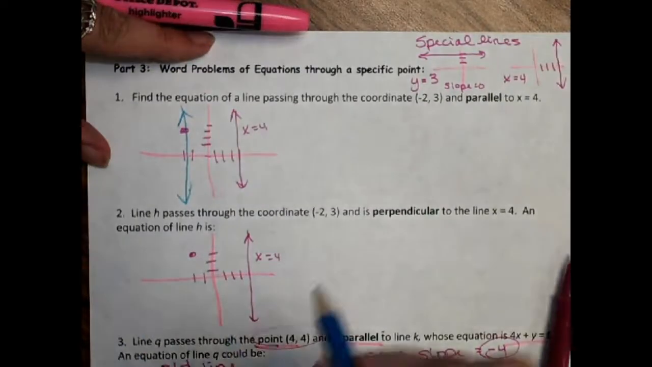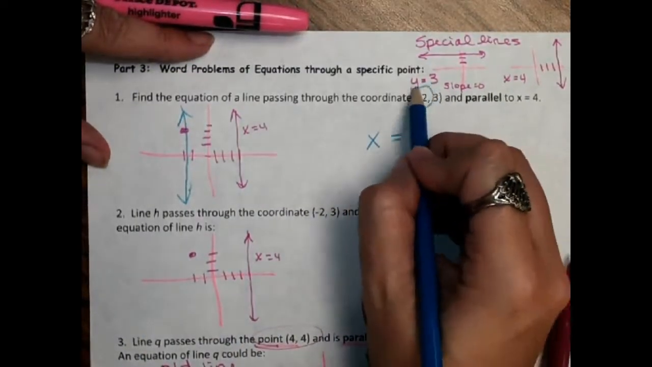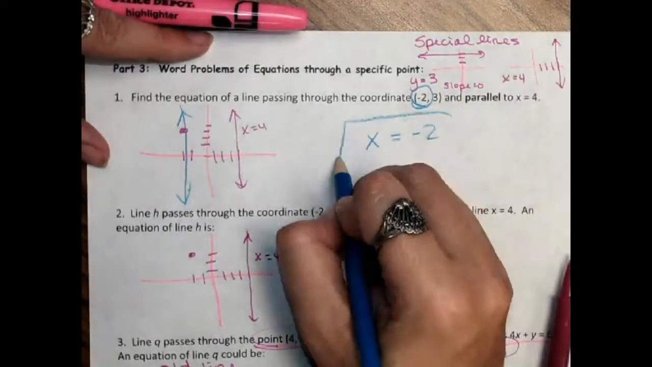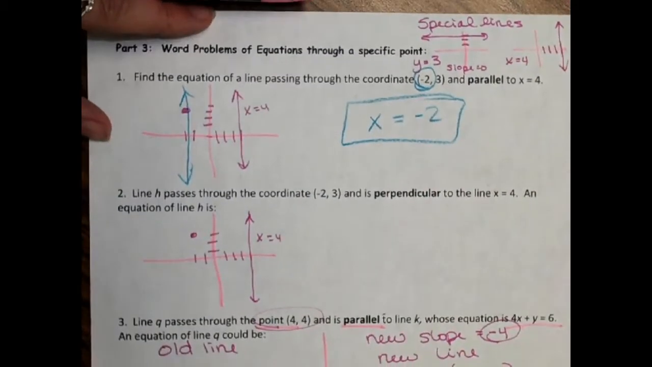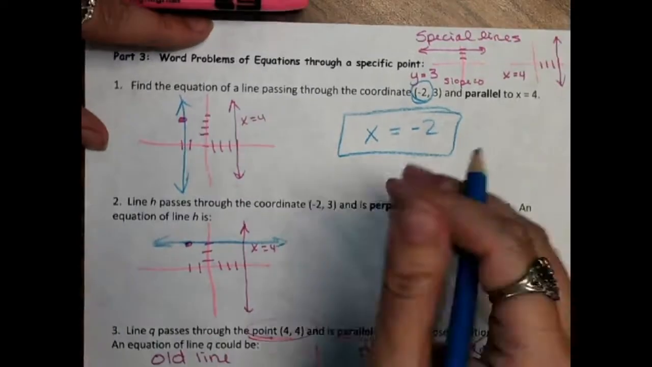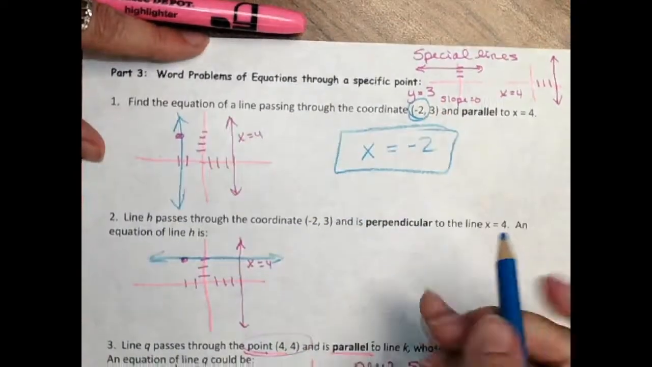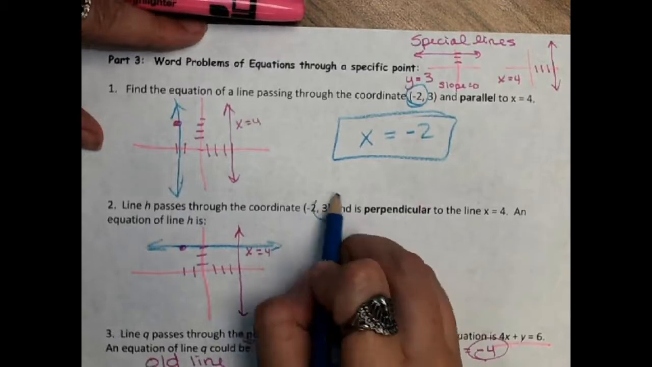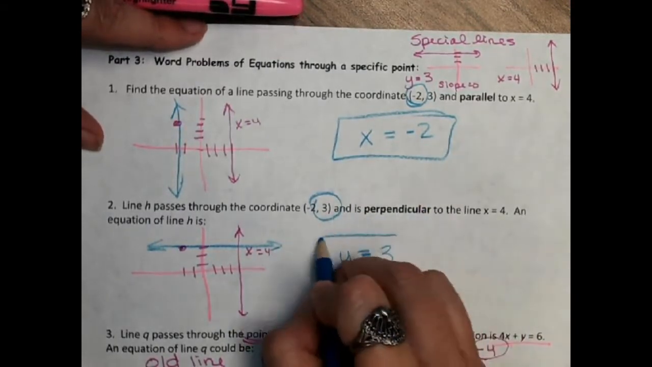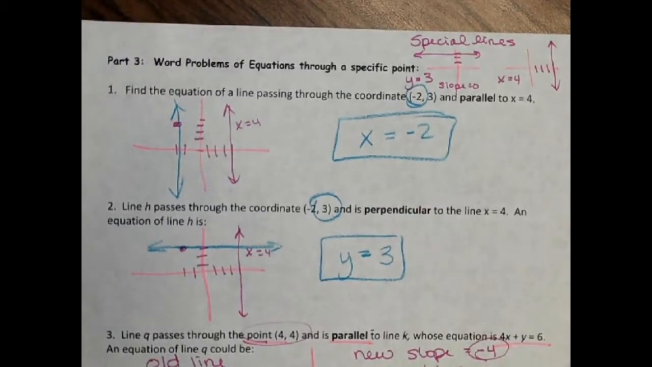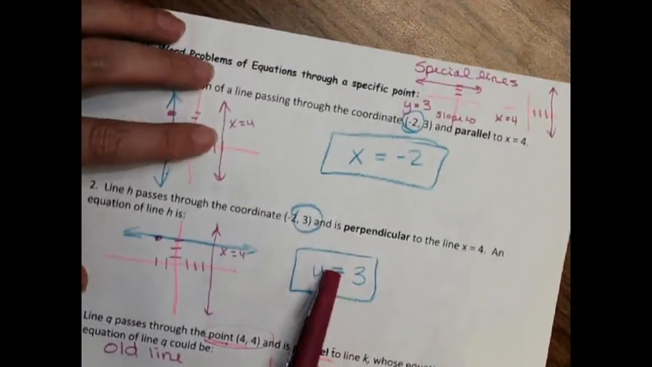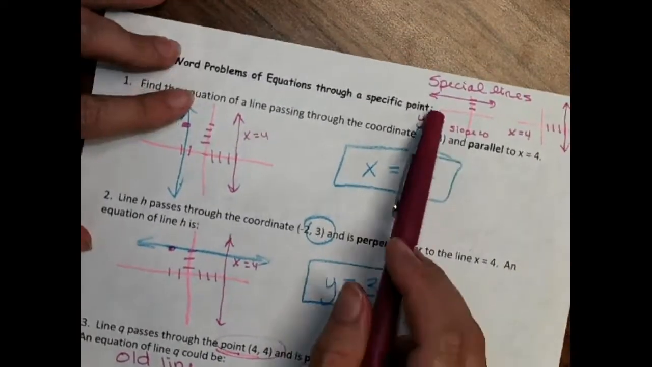And what do you think it needs to be? It's going to be x equals what? Well, the x is -2. That's the equation of the line. And done. On this one, I want it to be perpendicular, so it's going to go like this. And we said that a sideways line is a y equals. What do you think it's going to be? It's going to be y equals 3. And done. Easiest, fastest ones ever. Remember how much work we did on these? These are easy and fast. You just have to remember this line and that line.